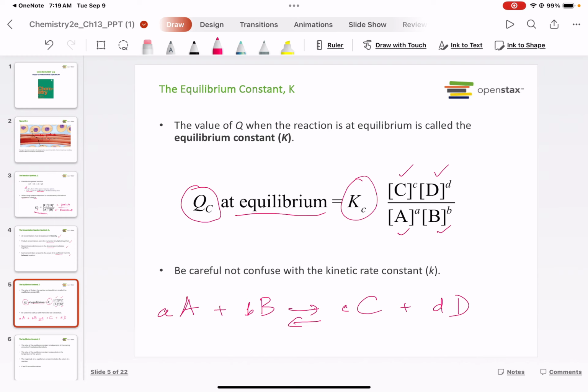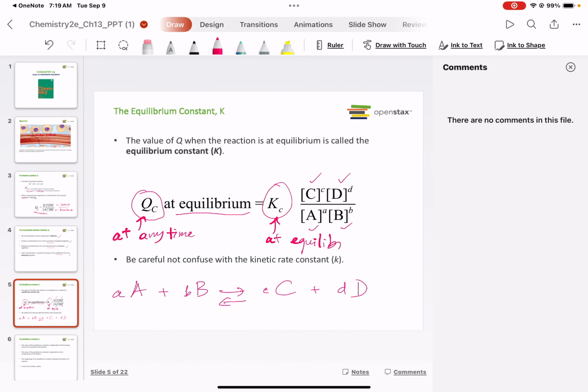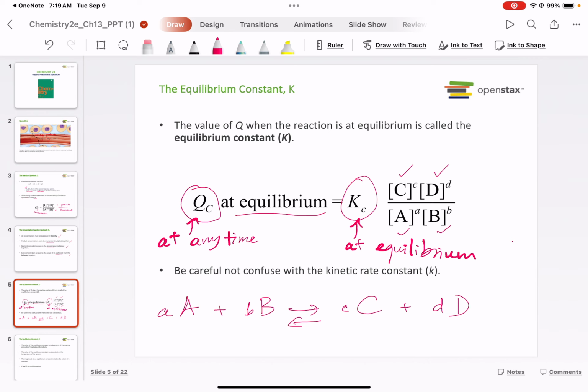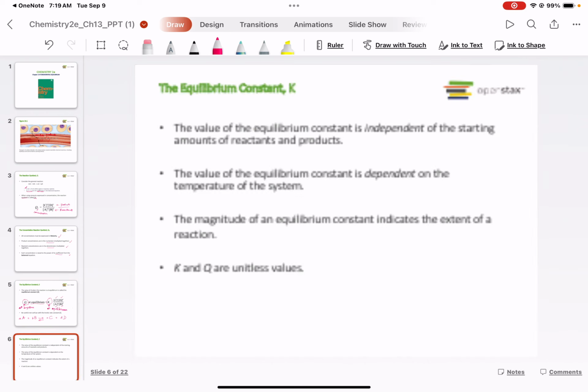So Qc is at any time, but Kc has to be at equilibrium. Okay. All right. So I'm going to write right here: at any time, at equilibrium. Okay. Next.